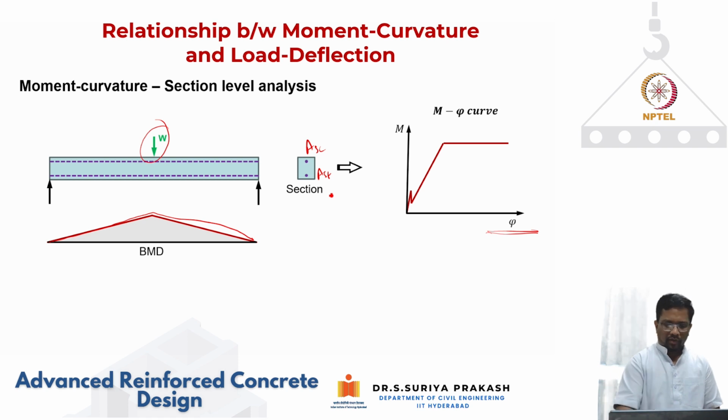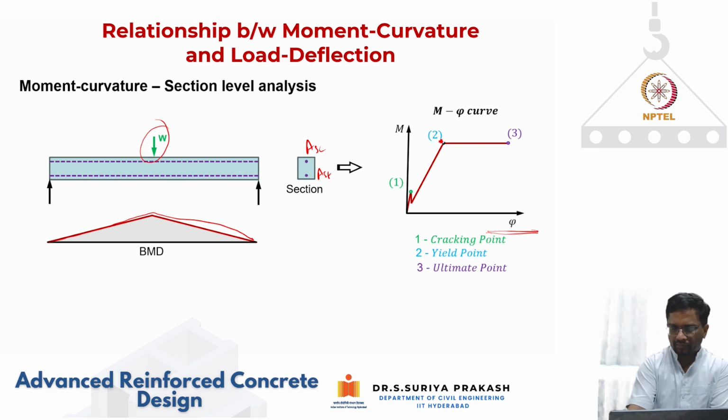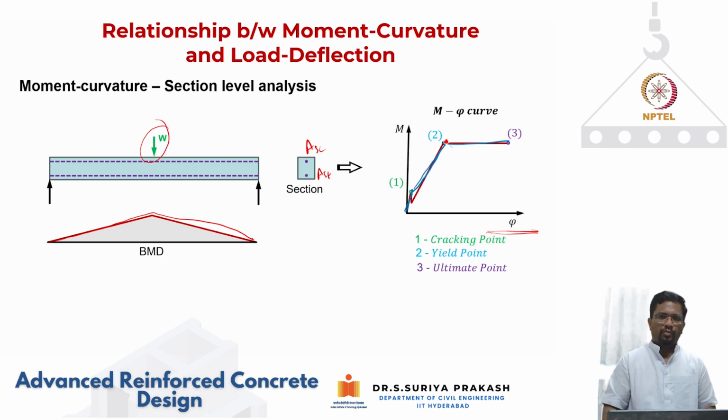Now, the first point is a cracking point, the second point is a yielding point, and the third point is the ultimate point. So we can idealize this as a bilinear behavior like this, right? Or I can also idealize it as a trilinear behavior. The trilinear behavior is this, and then this, and this, with different slopes. So these are the three important stages in your moment curvature analysis.